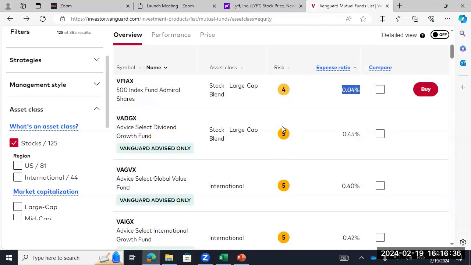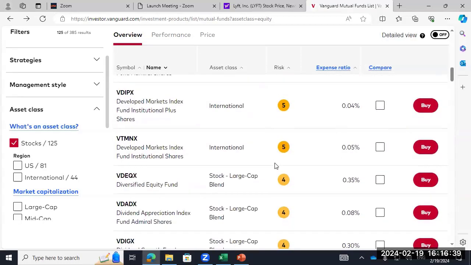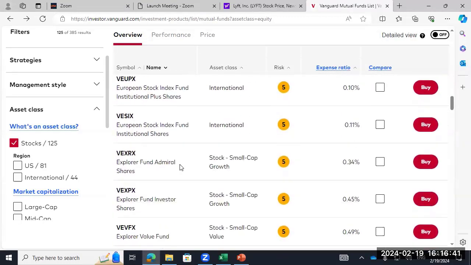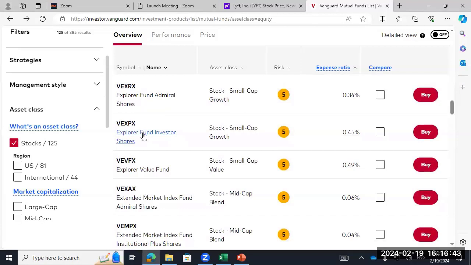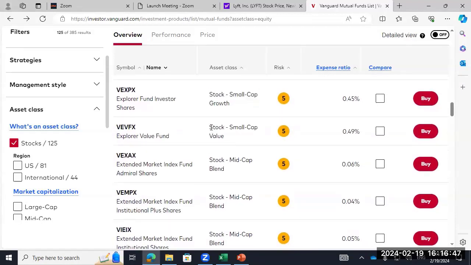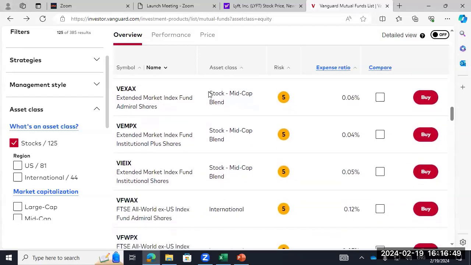You can see the risk categories. You can kind of guess what they mean by those. Stocks are always going to have a high one. You have small cap growth. Y'all kind of see what these titles mean now. What is this one here? Mid cap, balance between growth and value.